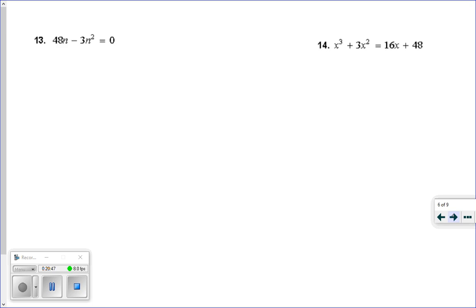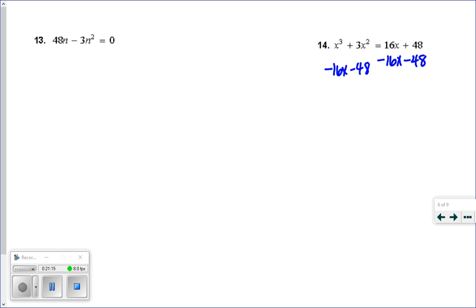Okay? Let's try number 14, because it's not equal to 0, and sometimes that makes us stress a little bit, so I just want to remind you, if it's not equal to 0, step number 1, like a life dependent on it, is set it equal to 0. Okay, so let's go ahead and move these guys over to the other side. We're going to move 16x to the other side by doing the opposite sign, and we're going to move the 48 as well, right?